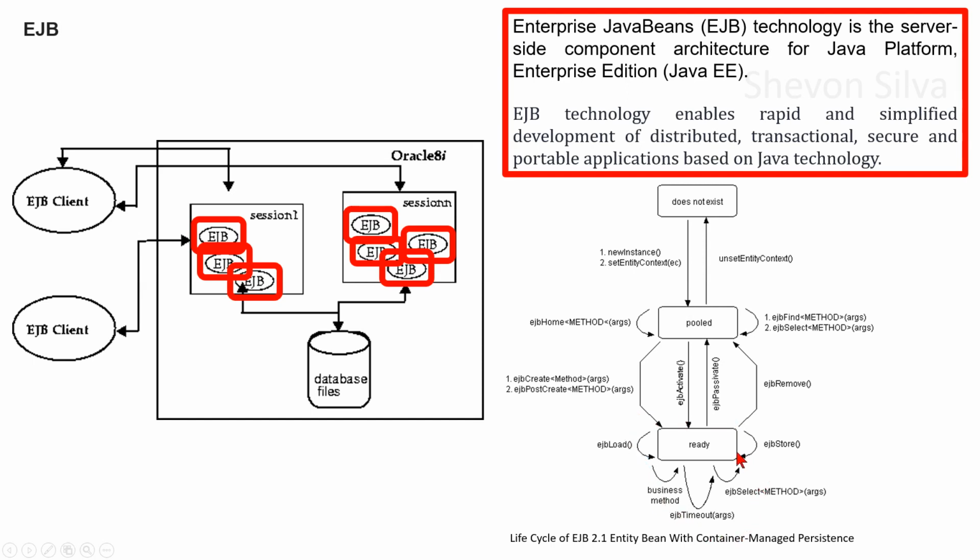EJB activate. The container calls this method directly before it activates an object that was previously passivated. Perform any necessary reacquisition of resources in this method.